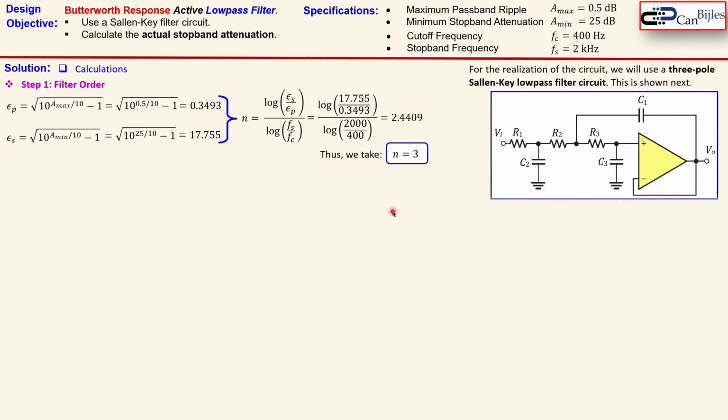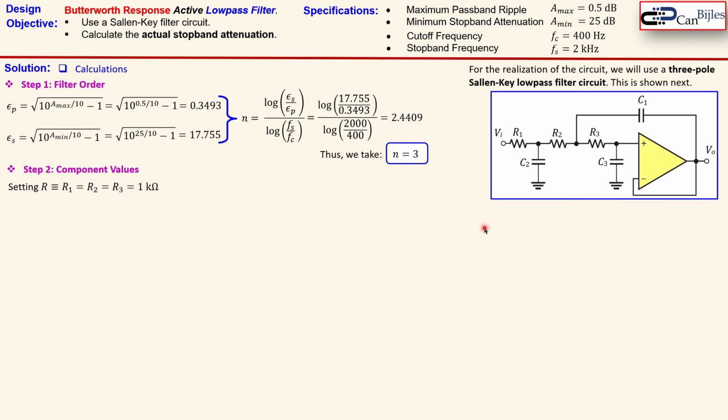And that is this circuit here. We see here 3 resistors, R1, R2 and R3, and also 3 capacitors, and our operational amplifier is here in the unity gain feedback configuration. Step 2 is the calculation of these components, because now we have here 6 components. We need to determine the values, and then the design is completed.